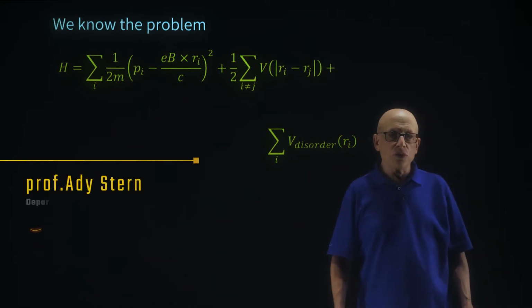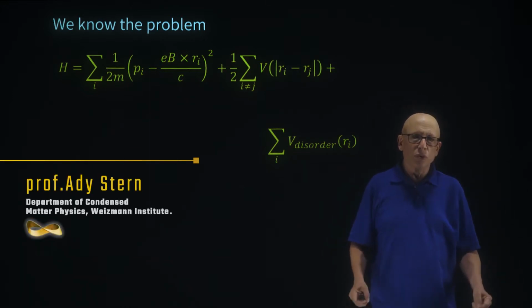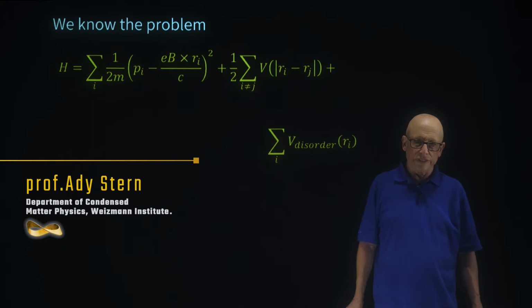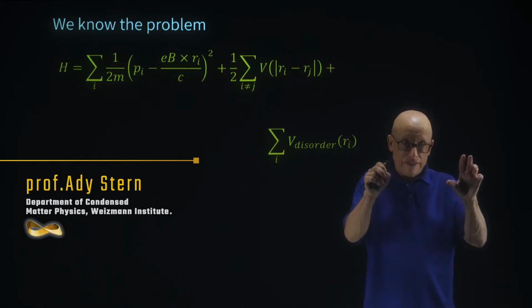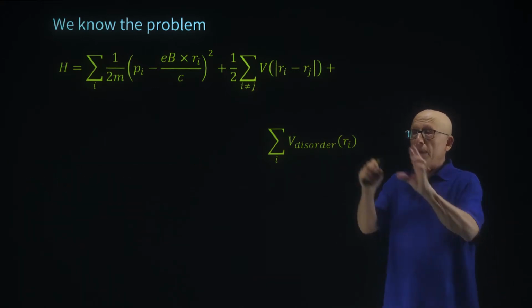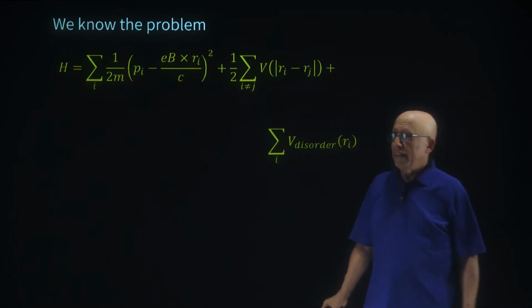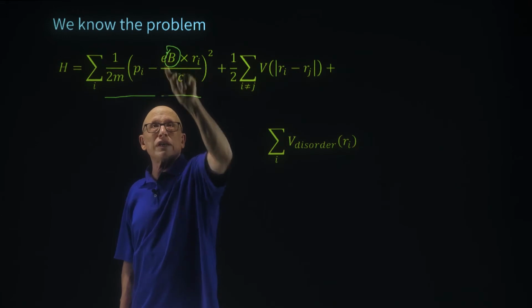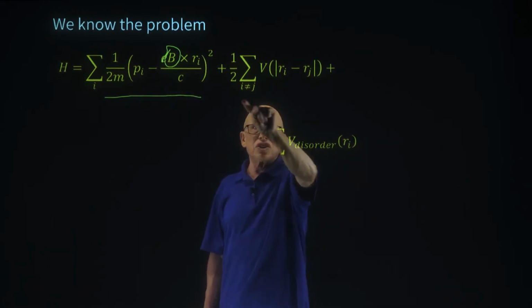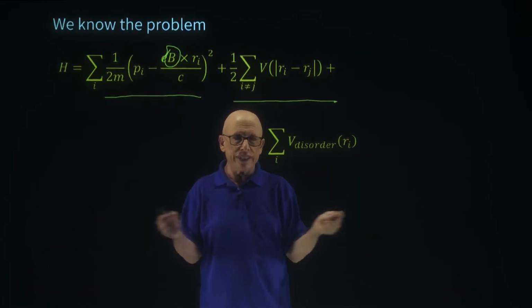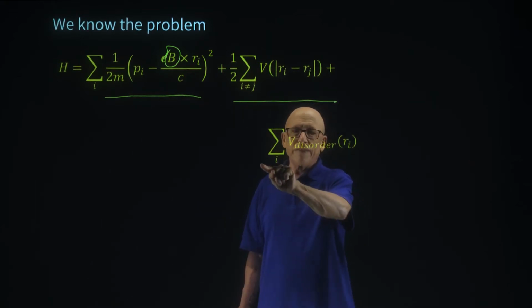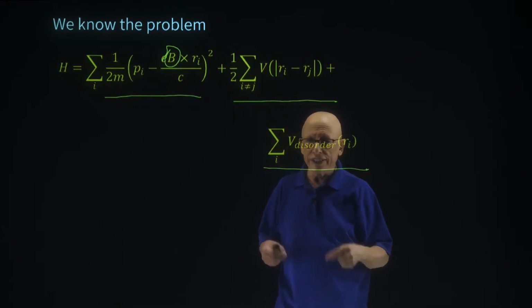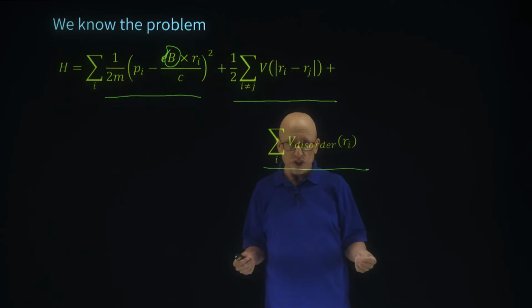So today we would like to look at theoretical approaches to understand the fractional quantum Hall effect. This problem is simple to formulate. We know what the Hamiltonian is. It's written here. It has a kinetic term where all the electrons interact with the magnetic field. It has an interaction term where the electrons interact pairwise. And it has a disorder term where the electrons interact with a disorder potential.